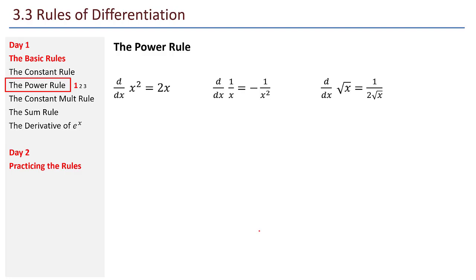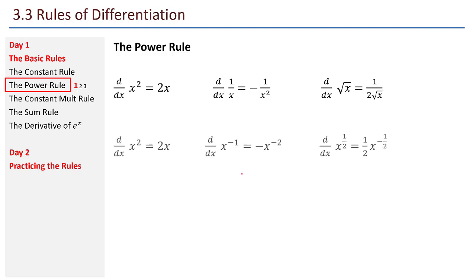All right, let's look at something a little more interesting, the power rule. This will be very helpful to us. So we've already seen 3 derivatives. We proved these 3 derivatives using the definition of the derivative. We proved that the derivative of x squared is 2x, and the derivative of 1 over x is negative 1 over x squared, and the derivative of the square root of x is 1 over twice the square root of x. What's the pattern?